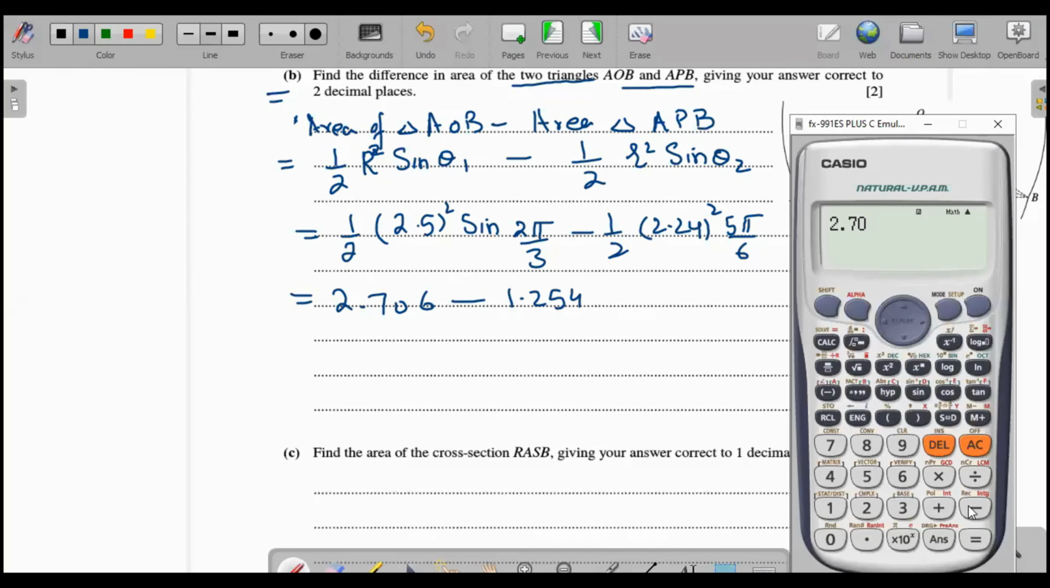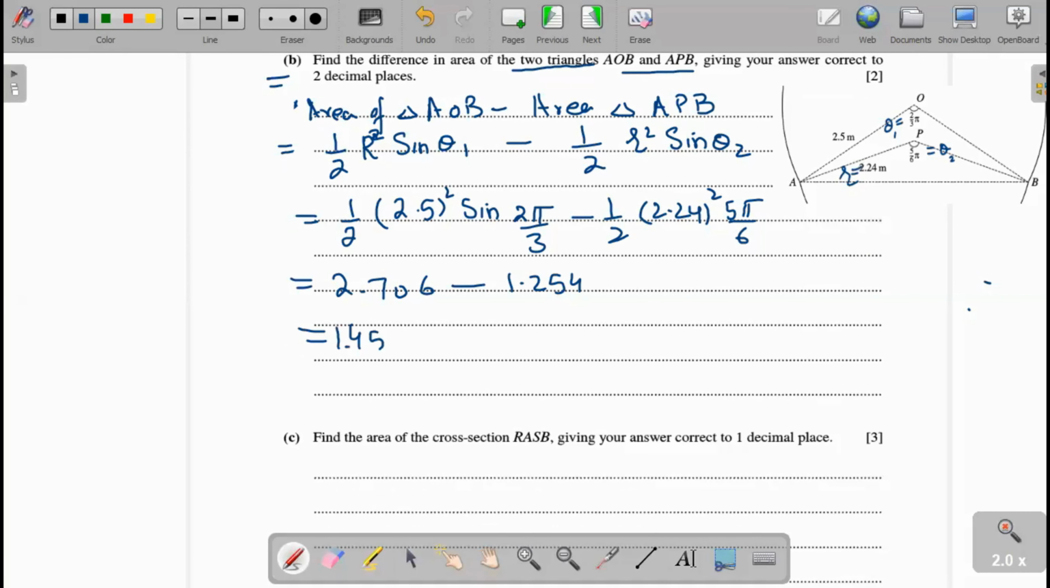2.706 minus... answer, this value will be equal to 1.45. 1.456 is the answer.